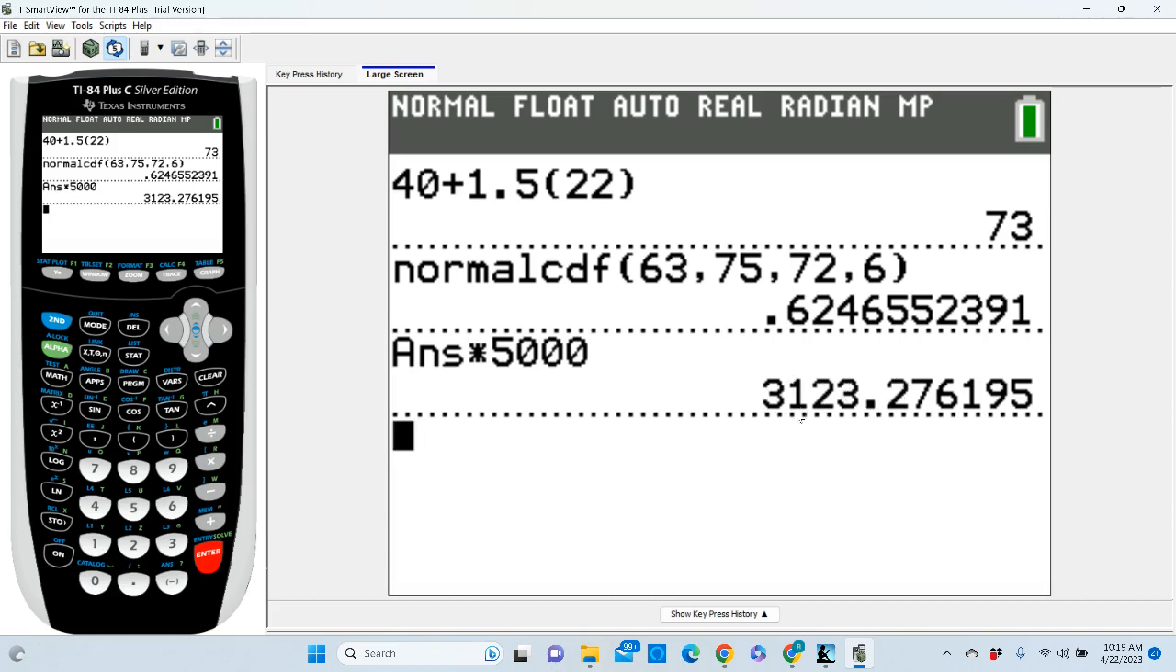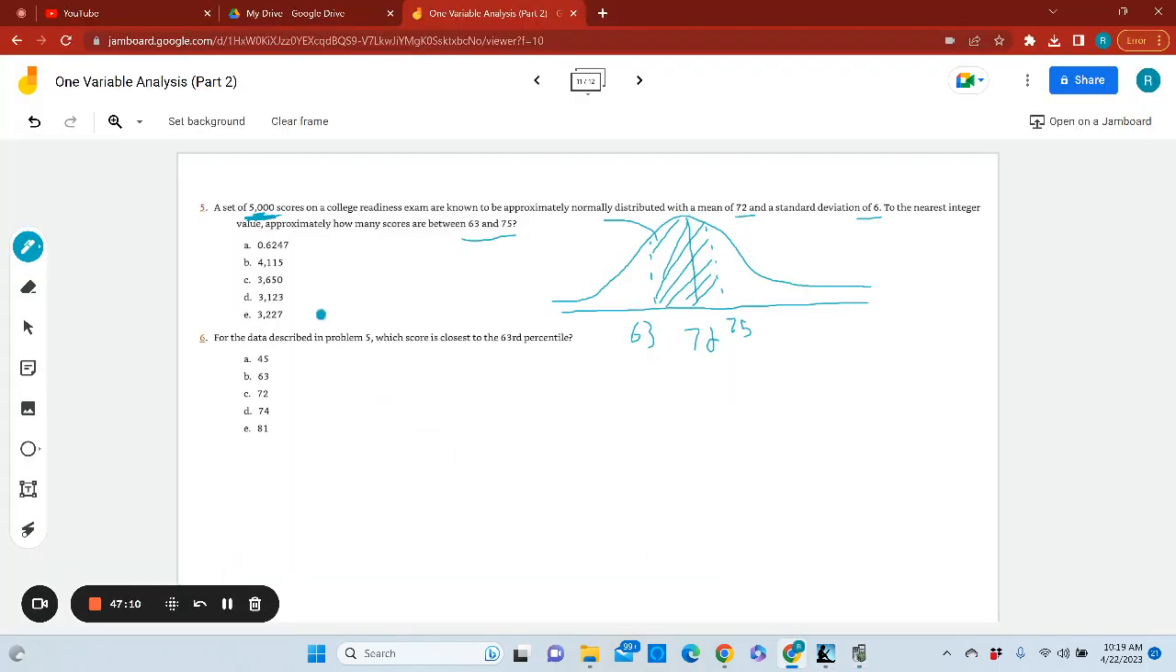3,123.27. I'm going to round that down to 3,123. And if I look at my answer choices, there it is, to the nearest integer, 3,123. So that's not so bad. And then it says for the data described in problem 5, which score is closest to the 63rd percentile?